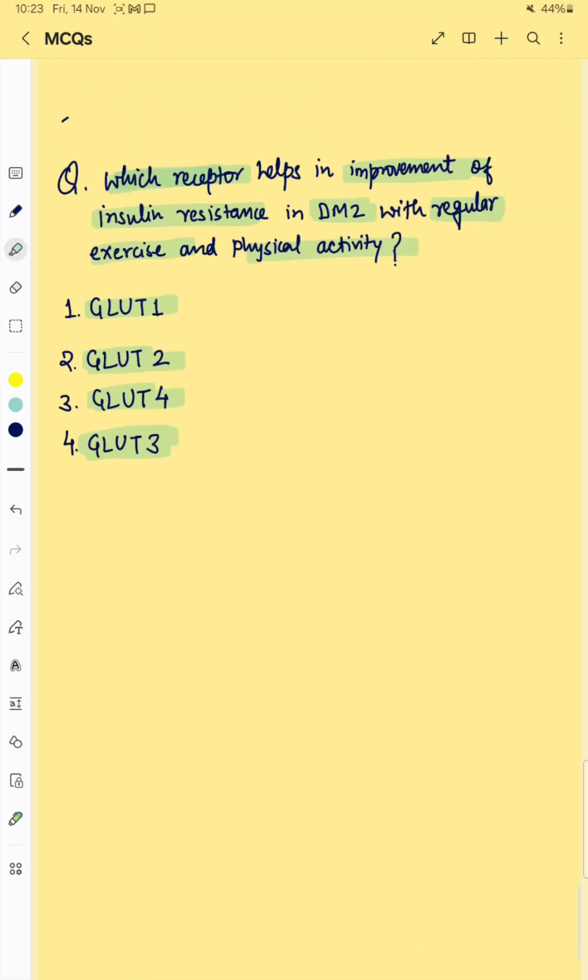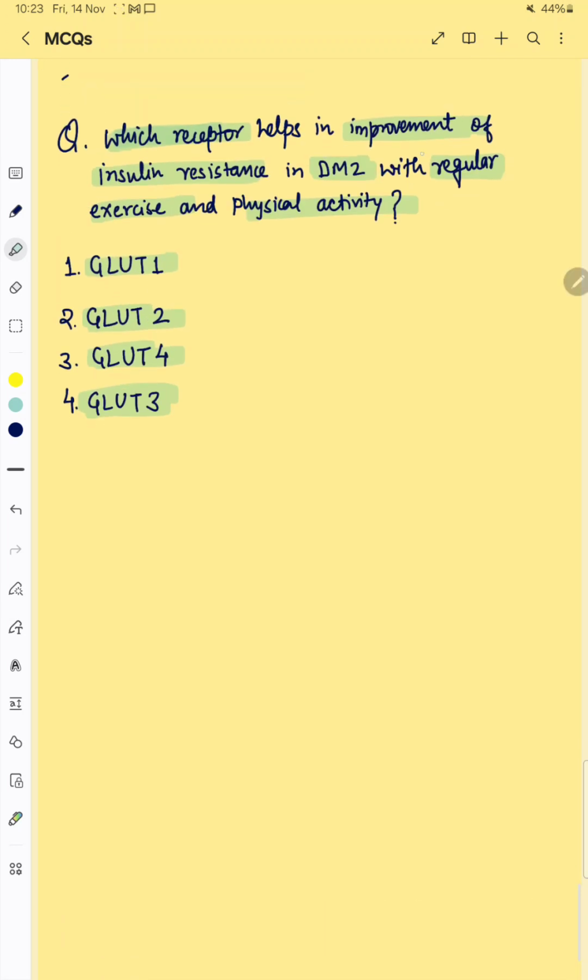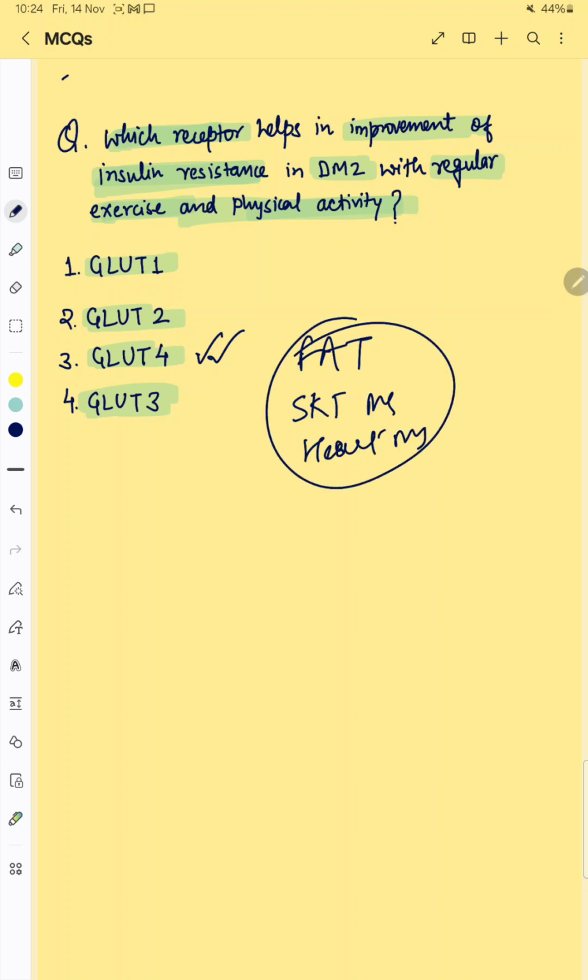So coming back to the question, which receptor helps in improvement of insulin resistance in diabetes mellitus type 2 with regular exercise and physical activity? As we have discussed, GLUT4 is primarily present on fat, skeletal muscle and heart muscle, and this is an insulin-dependent glucose transporter. So this will be our answer.